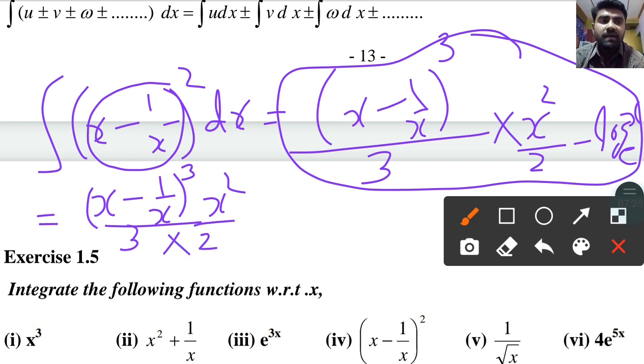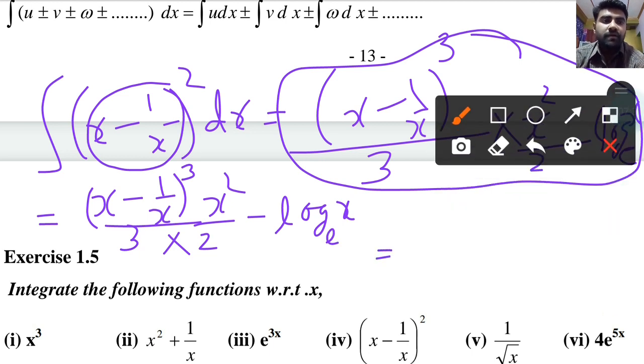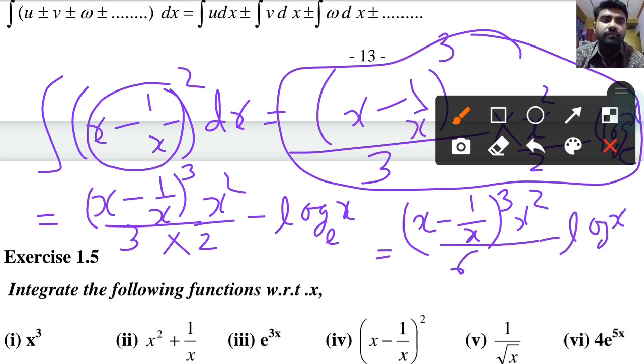So this will be multiplication minus log x base e. So that will be equal to x minus 1 upon x raised to 3, x square upon 6 minus log x base e, right? So that is the solution of this one.